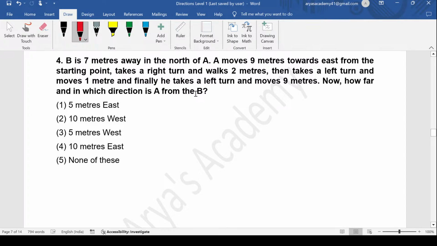Question number 4, the answer is first option, second option, fourth option, fifth option. First, try to understand the information given in the question properly, and then approach the question to tell the right answer.